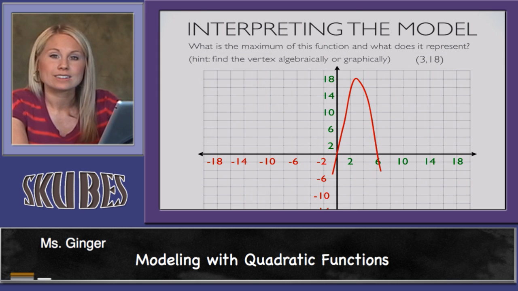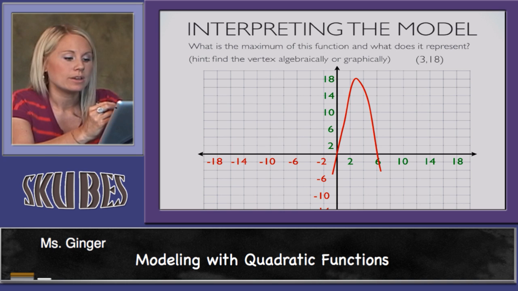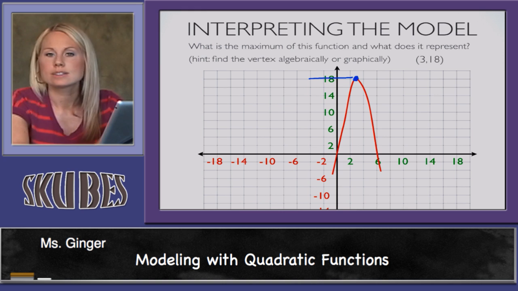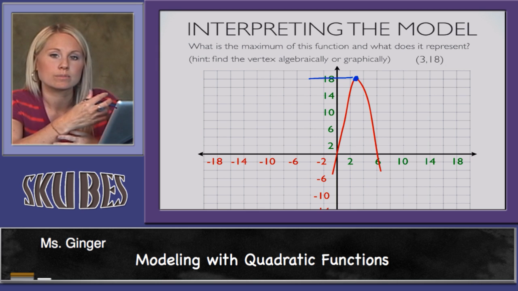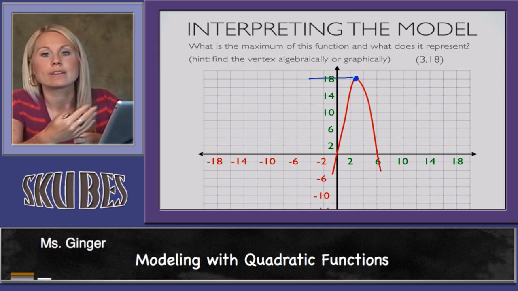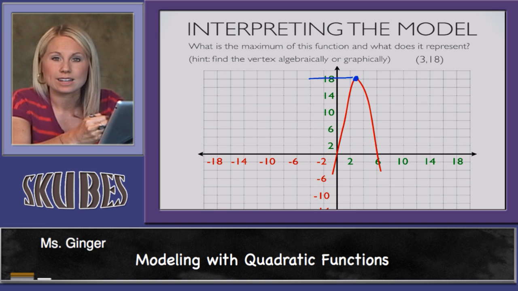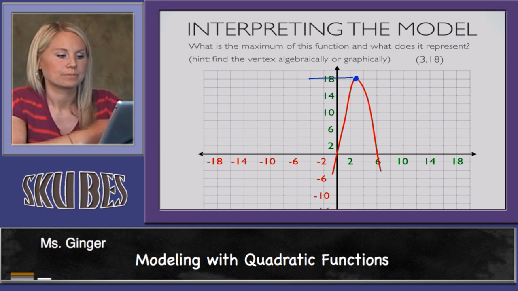What if we need to know something about the vertex? What if we're asked, what is special about that point? Well, if we think about our situation, this is the highest height that the ball ever reaches. So what's happening there is it's slowing down, it's reaching its maximum height, and then it's going to fall back down to the ground. So what it means is at 3 seconds is when that maximum height of 18 feet occurs.